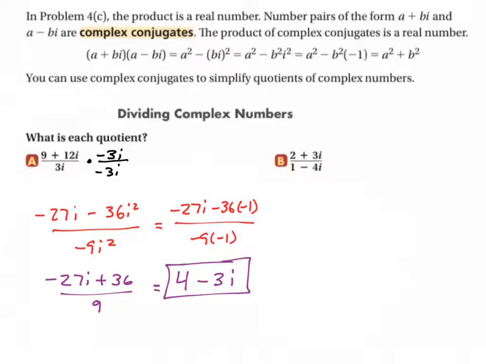Okay, in question B, we're still doing the same thing. We want to find a way to cancel out this bottom denominator, and to do that, we multiply through by the conjugate. The conjugate for this particular problem is going to be 1 plus 4i. And so we multiply the top and bottom by 1 plus 4i, and then that means we're going to have to FOIL out some things and see how things cancel.